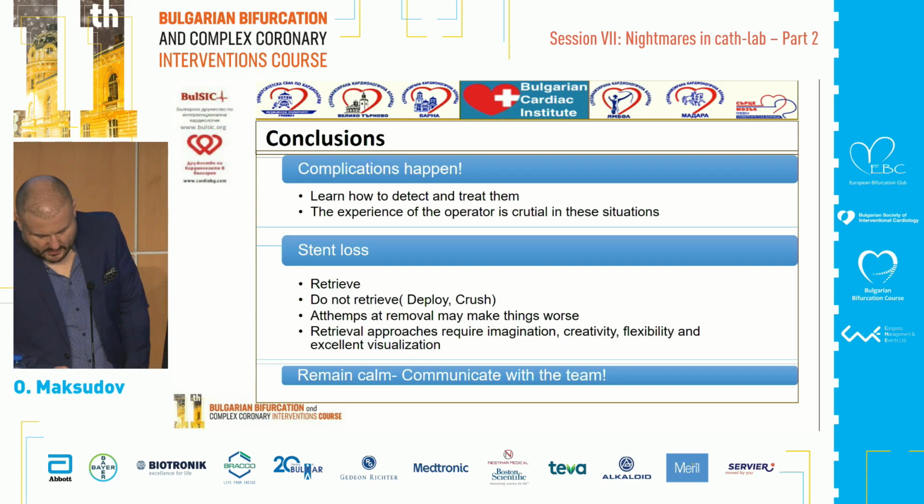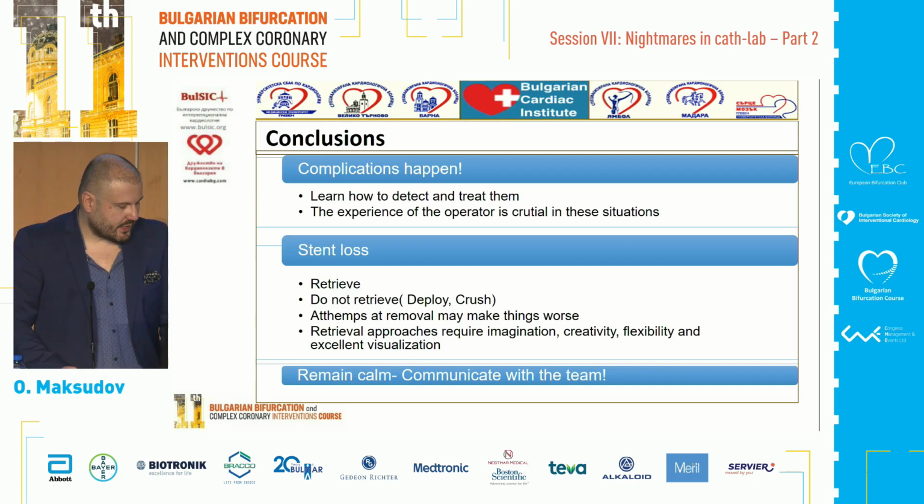And of course, when we have a stent loss situation, we should retrieve, not retrieve, deploy or crush. As we saw, attempts at removal may make things worse, and retrieval approaches require imagination, creativity, flexibility, and excellent visualization. And of course, last but not least, communicate with the team.